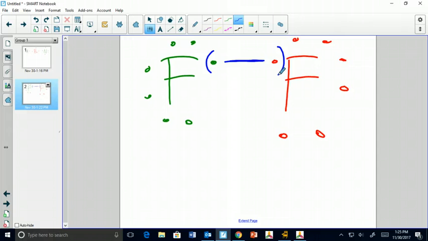So how would you draw a Lewis structure for this guy? Well, I have one F, I have another F, and I'm drawing a line between them. To simply say, hey, they're sharing one pair of electrons. Each line means one pair of electrons. Does that make sense? Sir?